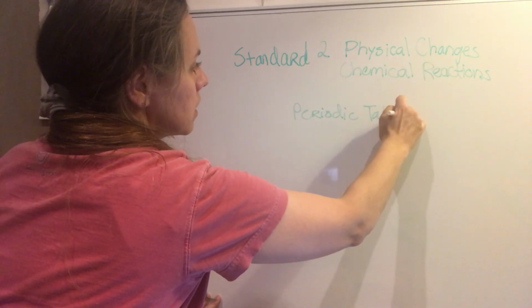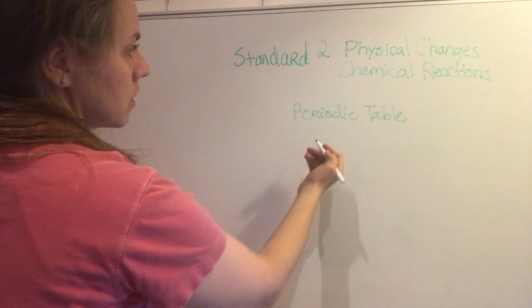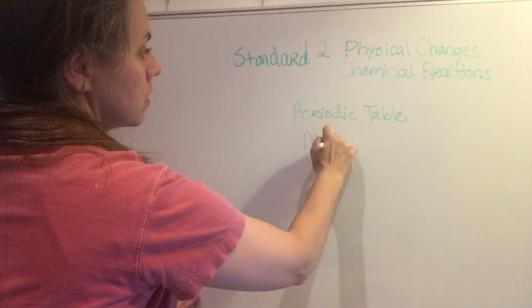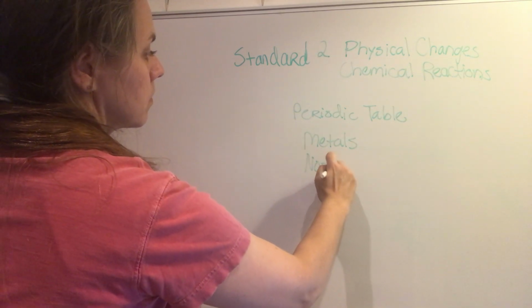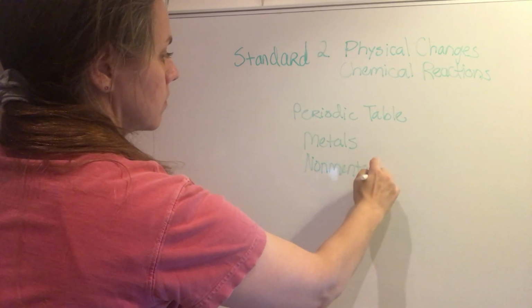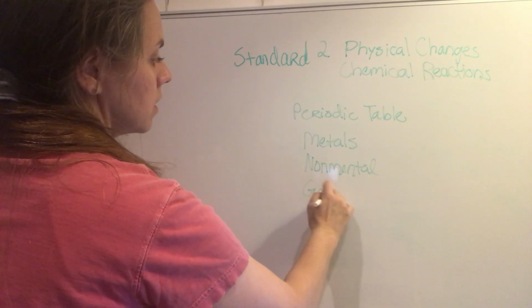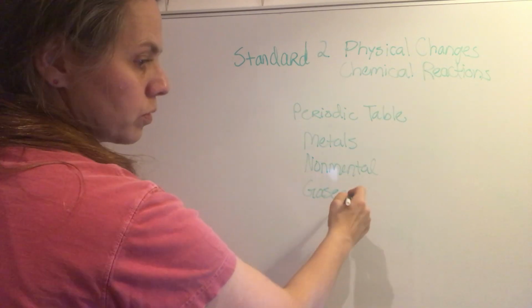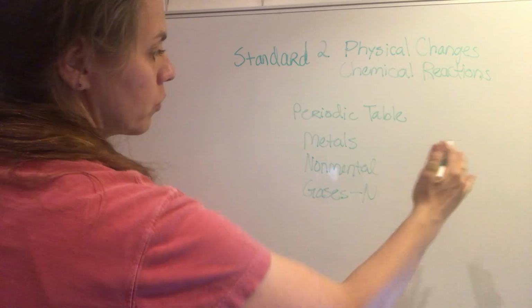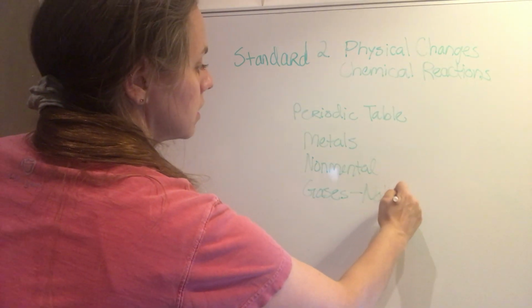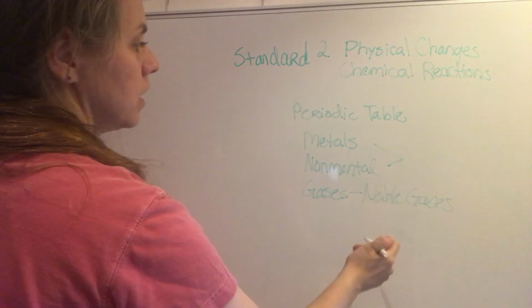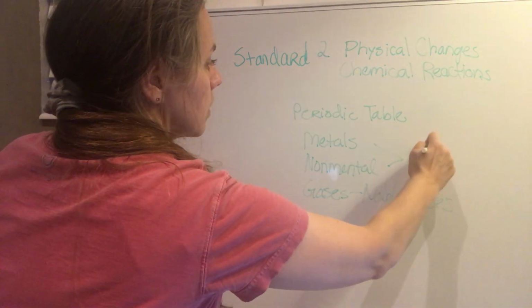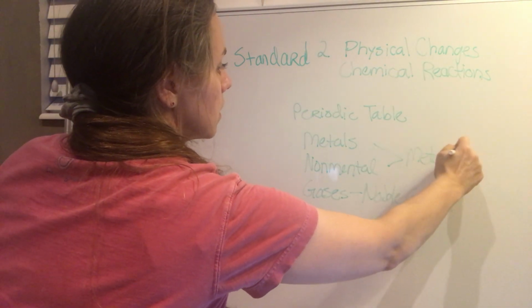the elements are either metals, non-metals, or gases, and that's like the last row on the right, and they call them the noble gases. And then in between these two, they call them the metalloids.